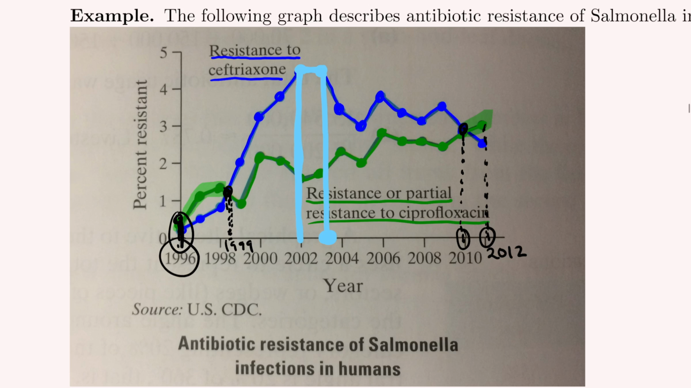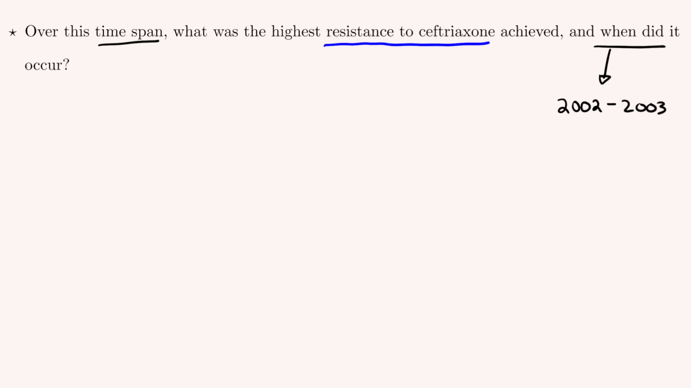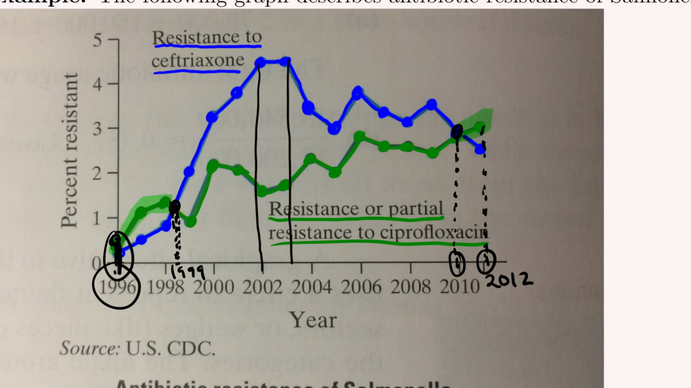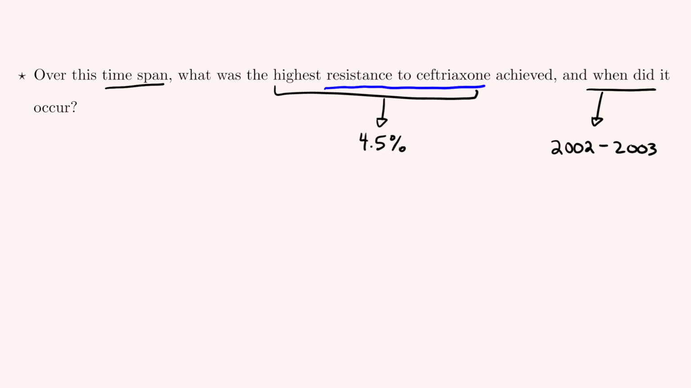So the time period that we'll record was from 2002 to 2003, the highest resistance level. Let's look back at the graph. To see the highest resistance level, we need to find the highest points, which were shared to be here. And then we look over to see what height that is on the y-axis, and that looks about halfway between 4 and 5. So that's about 4.5% is the highest resistance to ceftriaxone that we had during the period of time graphed.